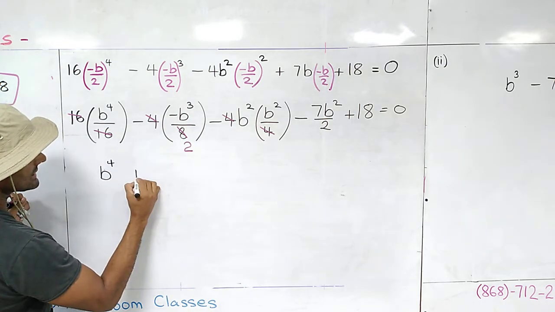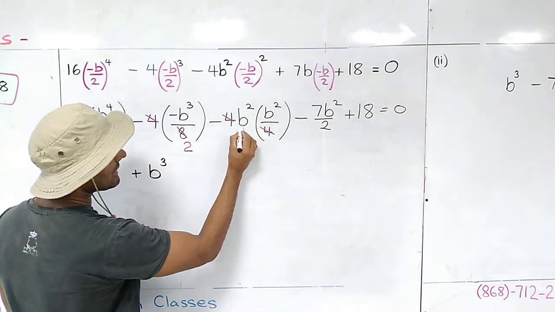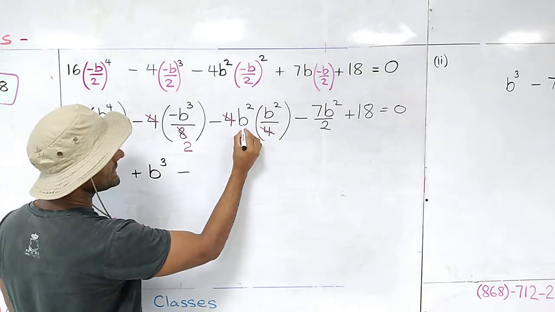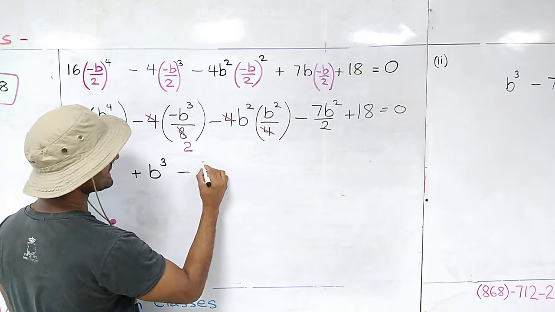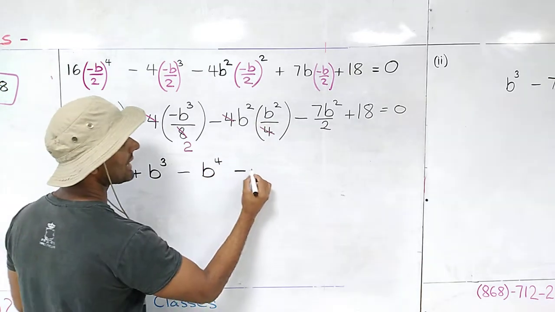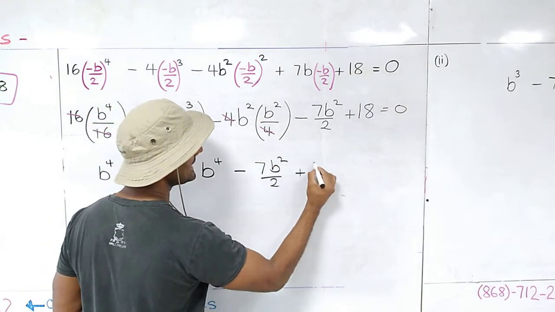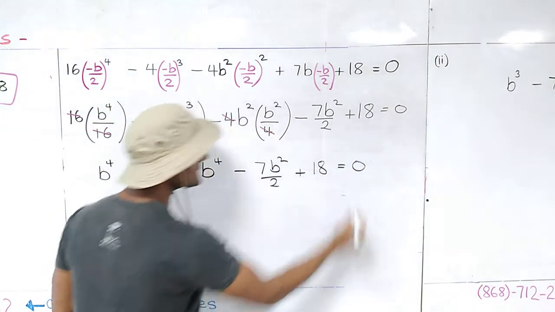Minus and a minus is a positive b what? Cubed. We have minus b squared by b squared is b to the power what? 4. Minus 7b squared on 2 plus 18. And this whole thing is equal to 0.